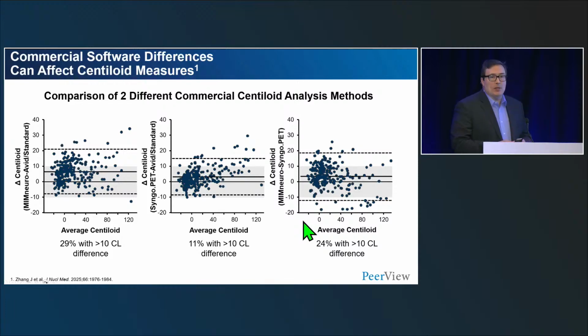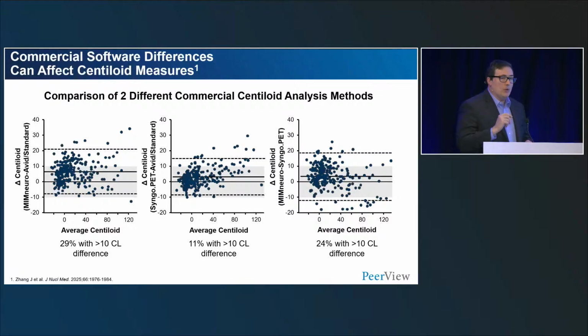But one thing I'd like to note is people often get hung up on, well, what's the right cutoff? Is it 12? Is it 15? I don't really truly know the answer. I showed this. This was a comparison with industry sponsors' reference standard with two different commercial softwares. And the main point is that in 10 to 30% of cases, there's over a 10 Centiloid difference in the analysis of the same data set.